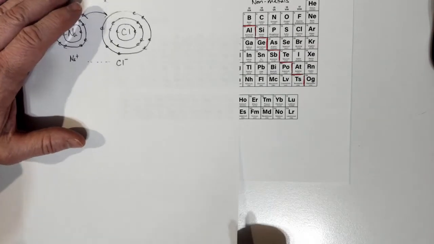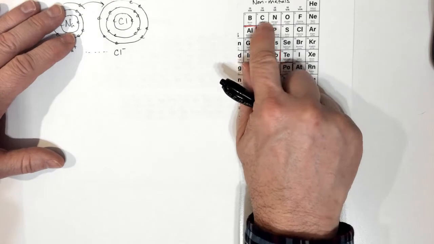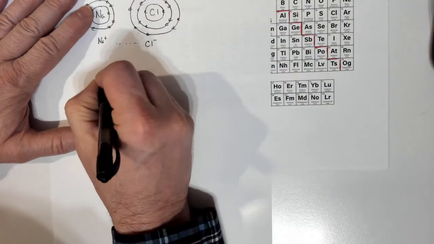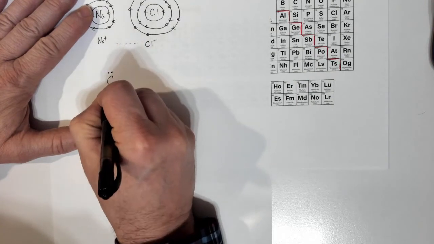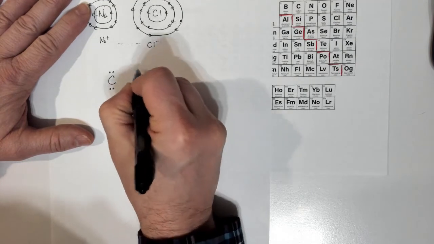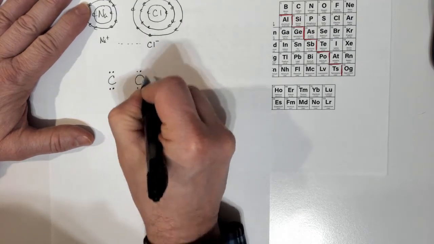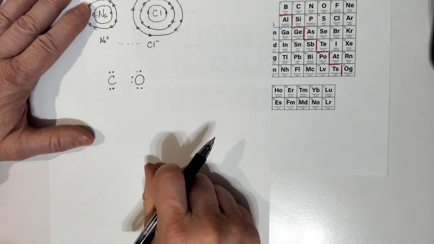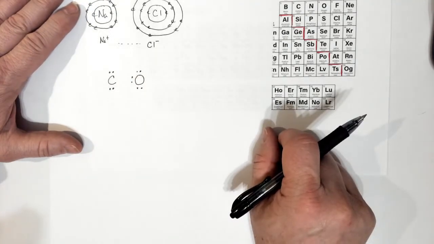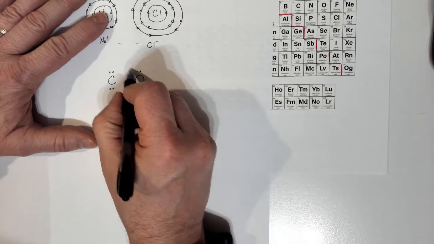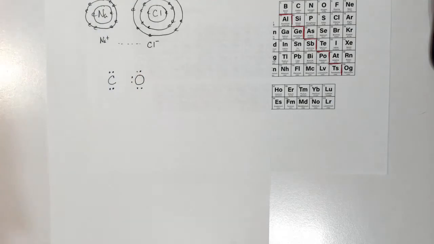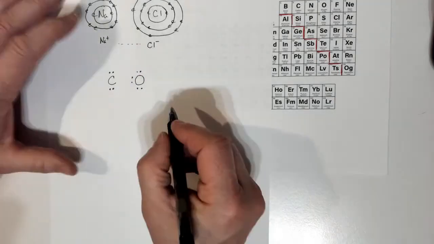Let's put carbon with oxygen. Well, carbon has 4 outer electrons. So we're going to use the Lewis dot structure. Oxygen has 6 outer electrons. Okay? It would like 2 more. So what it does is it goes ahead and it reacts with carbon by sharing the electrons, and so their clouds overlap.